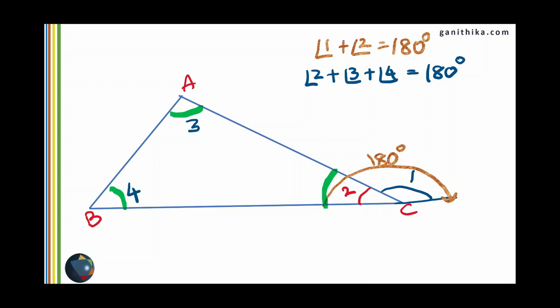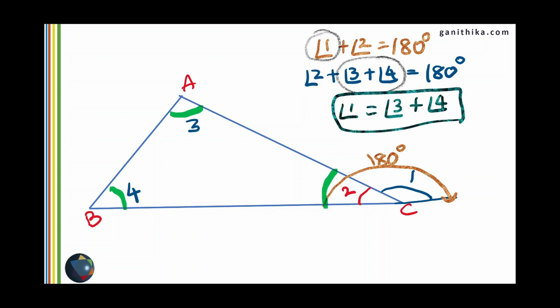Look at these two statements. Angle 1 and angle 3 plus 4 added to angle 2 give you the same value, 180 degrees. Therefore, cancelling angle 2 and 180 degrees, we can say that angle 1 is equal to angle 3 plus angle 4. Which means if you look at the diagram, angle 1 is here, angle 3 and angle 4 are here. So, the exterior angle 1 is equal to the sum of the interior angles 3 plus 4.